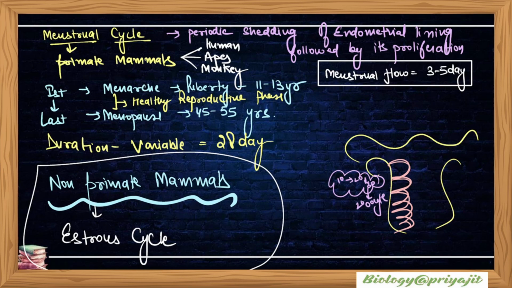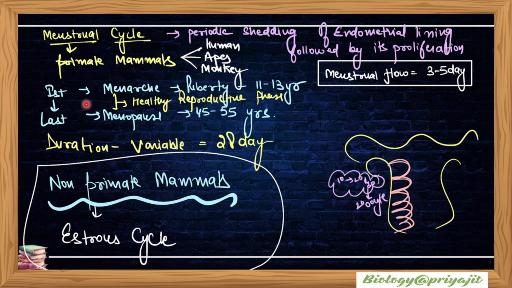So the menstrual cycle is the periodic shedding of the endometrial lining followed by its proliferation, and it is found in primate mammals like humans, apes, monkeys, etc. The first menstrual cycle initiation is known as menarche, that occurs just after puberty, during 11 to 13 years of age, and it's a healthy reproductive phase.